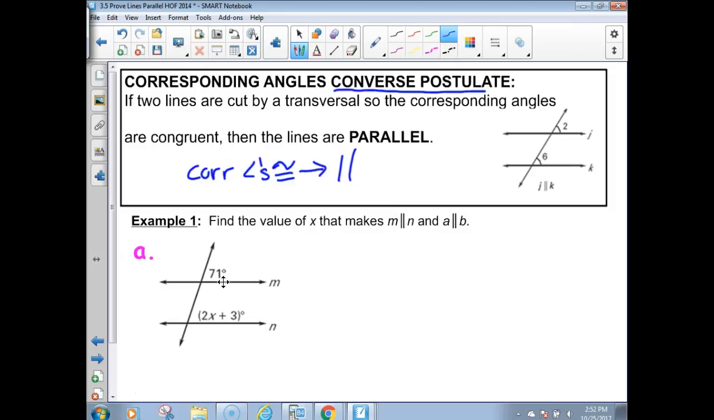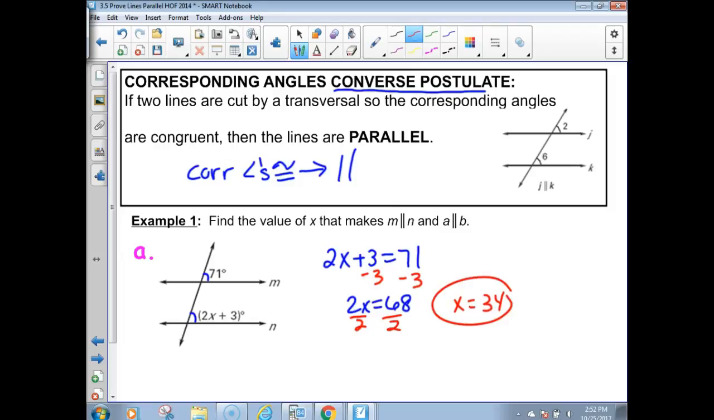All right? So in this picture, this angle 71 and this angle down here would be the corresponding angle. If lines M and N are parallel, then we would need these angles to be congruent. So we would set up 2x plus 3 is equal to 71. We would subtract 3 from both sides and get 2x is equal to 68, and then divide by 2, and our answer would be 34. Okay, one example.